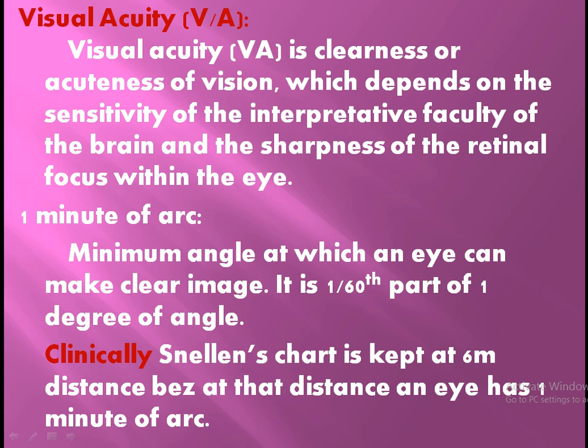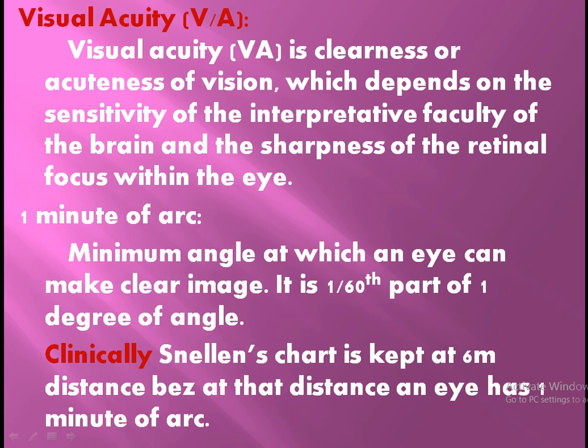Visual acuity, as far as its definition is concerned, is the clearness or acuteness of the vision. Because of that, it is called visual acuity, the exact vision, which depends upon the sensitivity of the interpretive faculty of the brain and the sharpness of the retinal focus within the eye. So how sharp your vision is can be detected by a specific apparatus, and this property is called visual acuity.